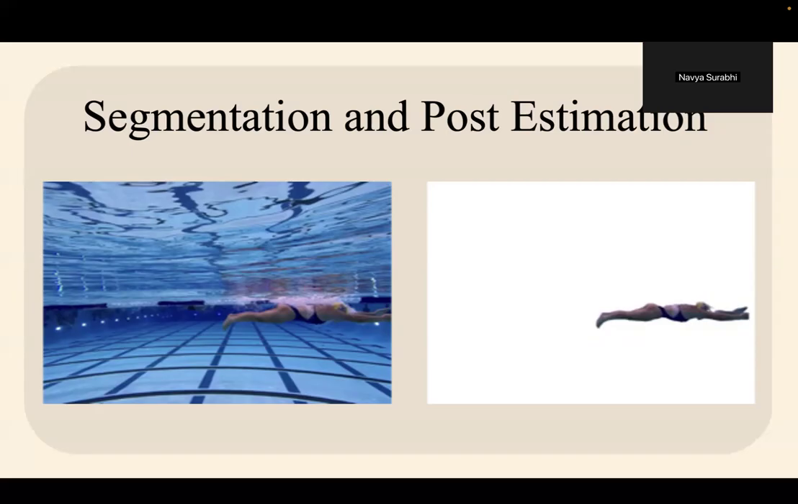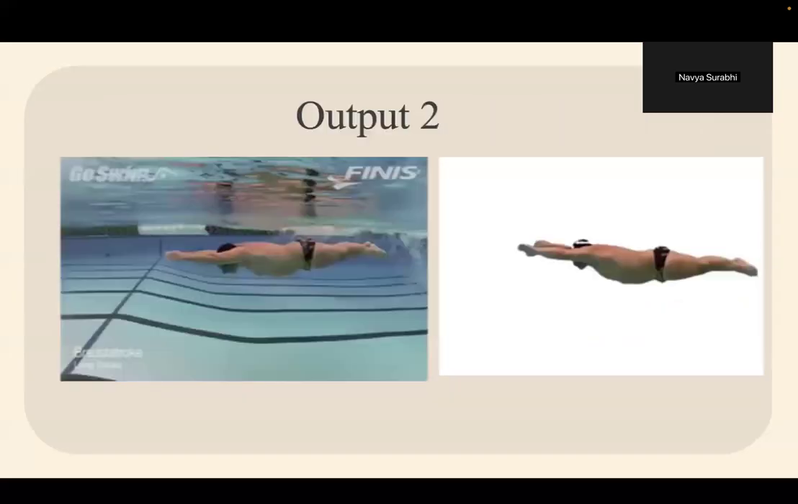This processed image is ideal for the next step, where we apply pose estimation to detect the body joints and analyze the swimming posture with high accuracy. This is output one and this is output two, for a different angle.